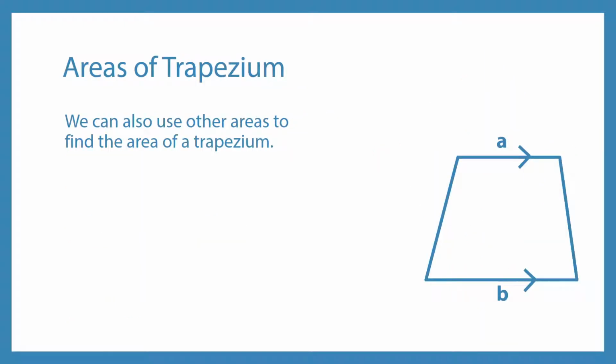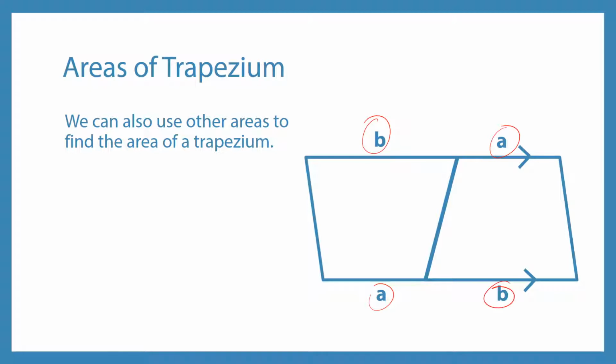Finally, we're going to look at the formula for the area of a trapezium. So, for a trapezium, what we're going to do is copy it and put it next to itself. Now, you might see that we've made a certain shape. So here, we've got A down the bottom is the same as here, and the B here is the same as this one here.